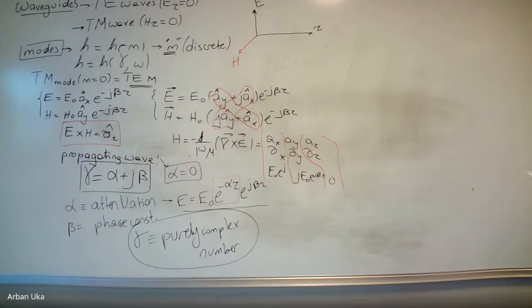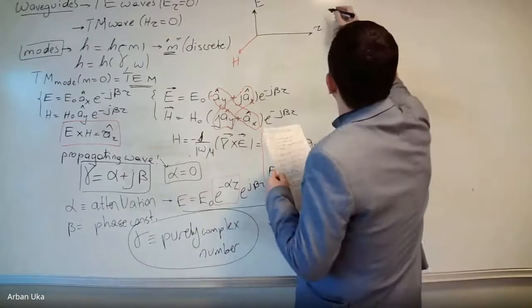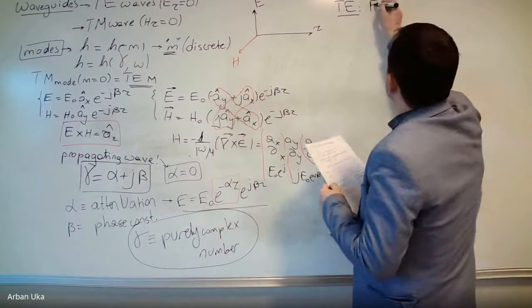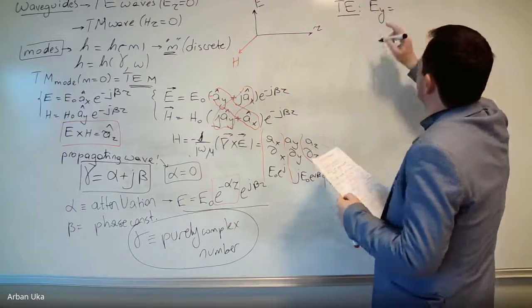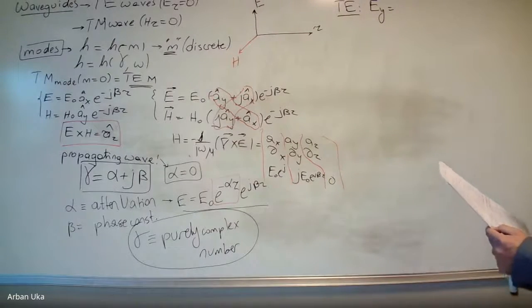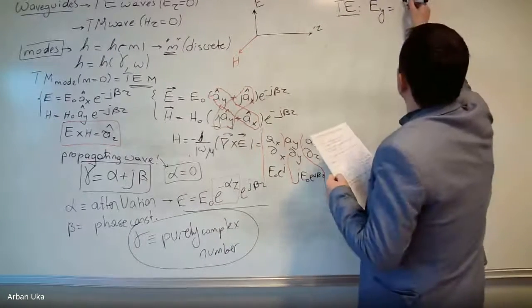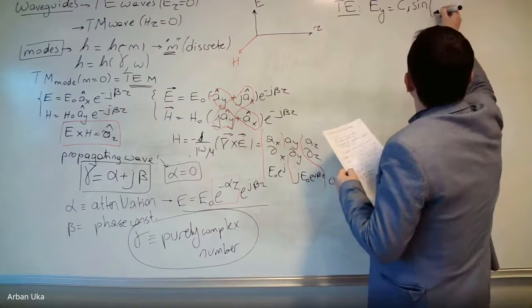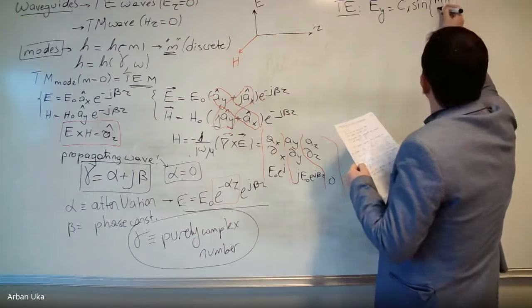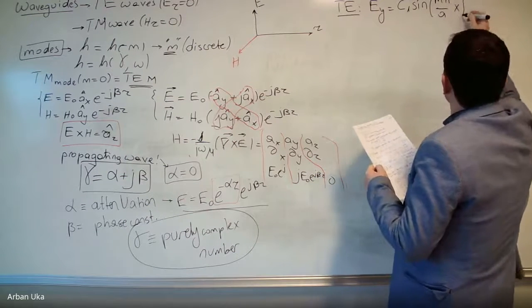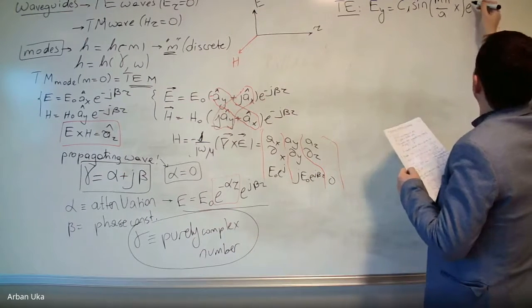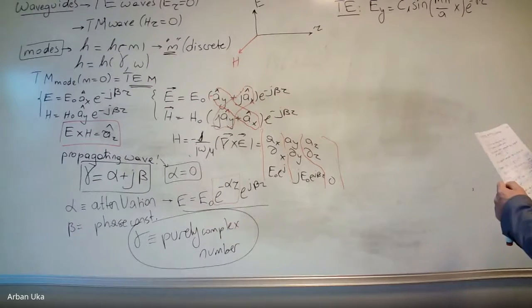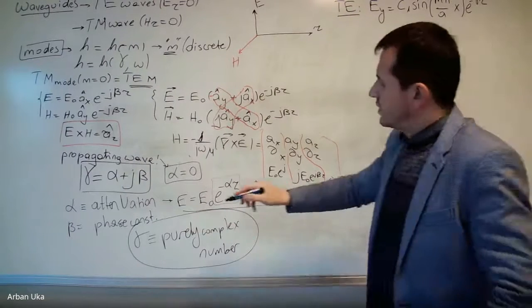And let's remember a little bit. So let's write down one TE wave, because we just did this last week in the previous session. So an example of a representative wave, which can be described by the electric field intensity, can be written as such: C1 sine of m pi over a times x times e to the power minus gamma z.